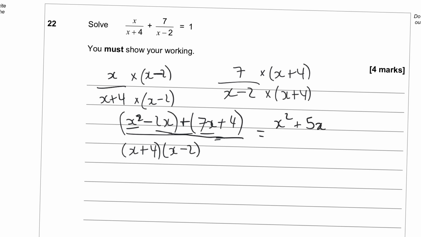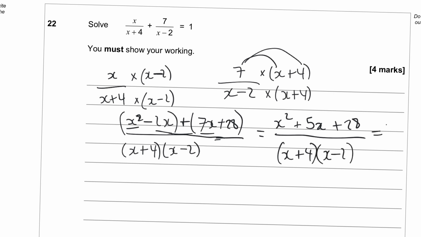And then I also realized 7 times 4 would leave us with 28. So that's going to be plus 28. And that's going to be over x plus 4 times x minus 2 is equal to 1. So what we can do is multiply both sides by the denominator. And that's going to leave us with x squared plus 5x plus 28 is equal to the x plus 4 times x minus 2.